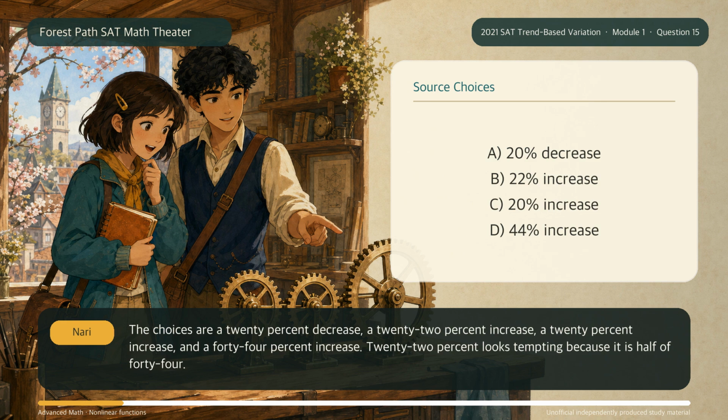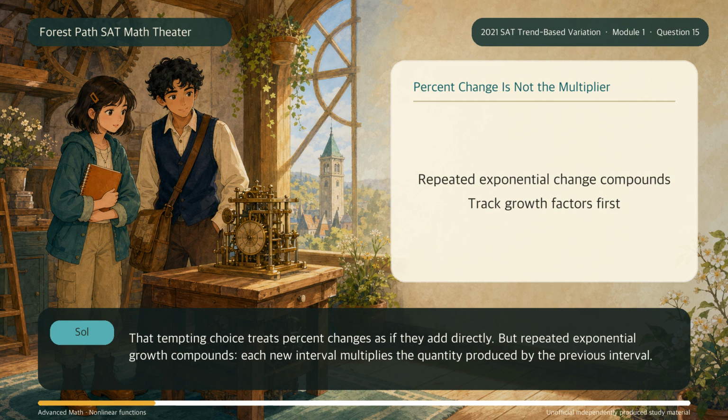The choices are a 20% decrease, a 22% increase, a 20% increase, and a 44% increase. 22% looks tempting because it is half of 44. That tempting choice treats percent changes as if they add directly, but repeated exponential growth compounds. Each new interval multiplies the quantity produced by the previous interval.